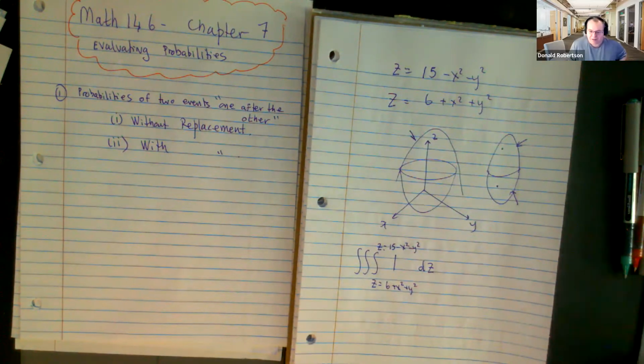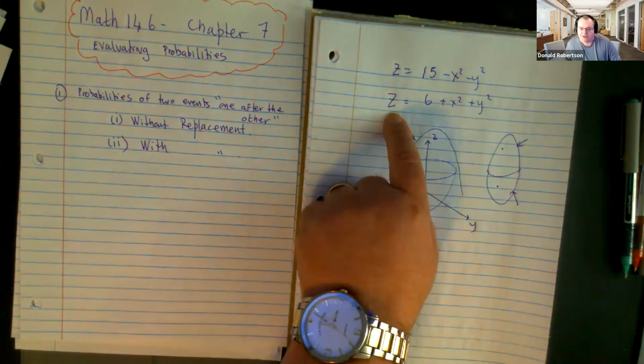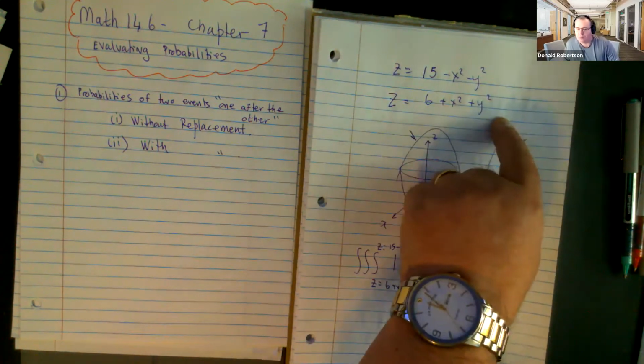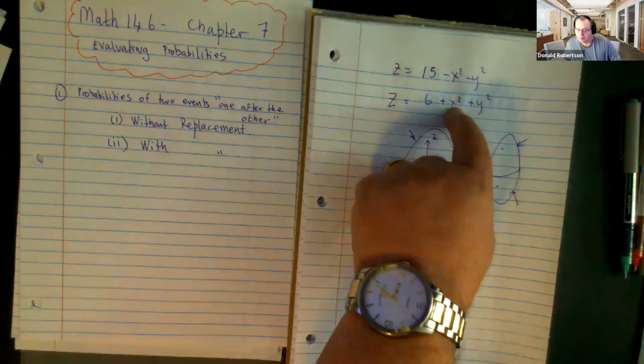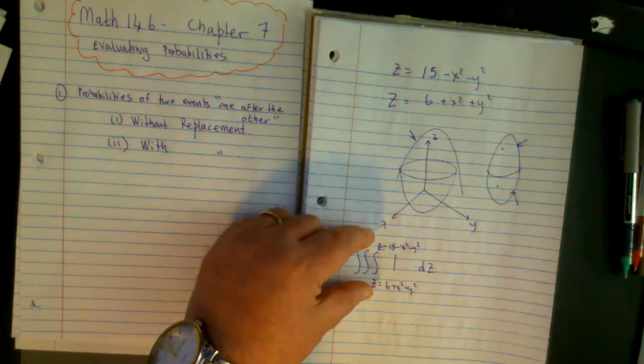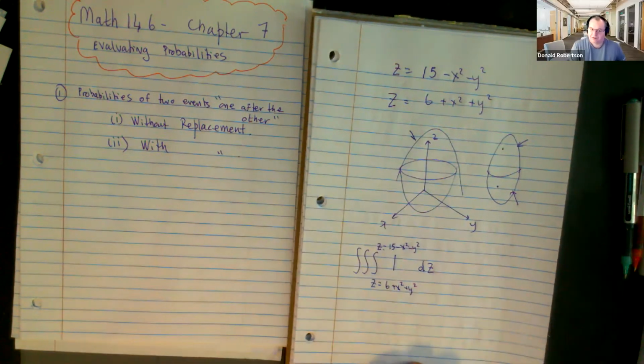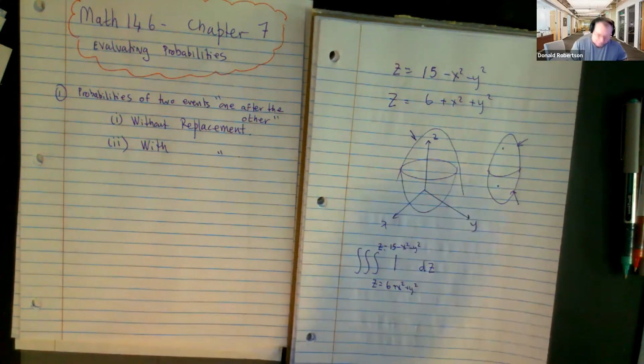Now, it might be the next time that it is Z equals x add y, and this is Z equals 5x minus y, whatever it is, top take away bottom. So if you see two equations with Z's in them, there's a great chance that that is going to be your two limits of integration. So far, so good.